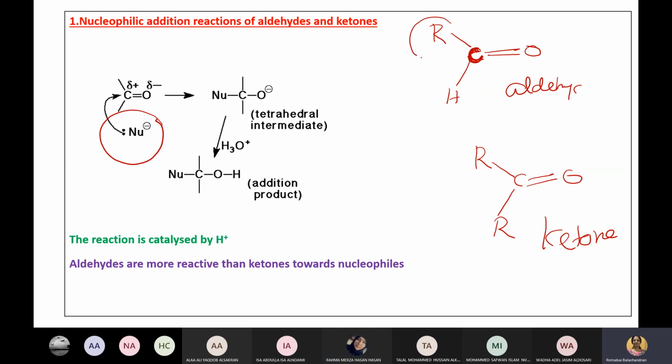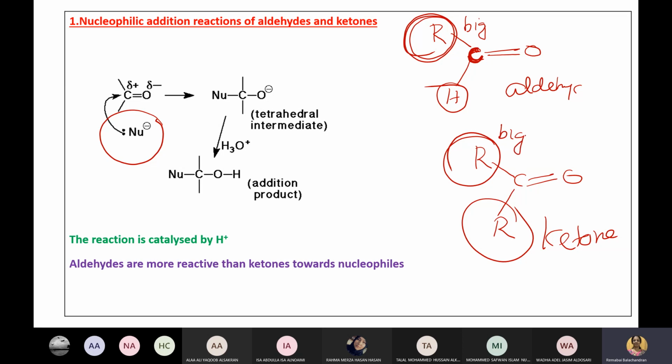So this carbon is surrounded by one big bulky group and a small hydrogen, whereas in this case, it is surrounded by two bulky groups. So, steric hindrance. The nucleophile cannot approach this carbon easily because it's surrounded by two bulky groups.